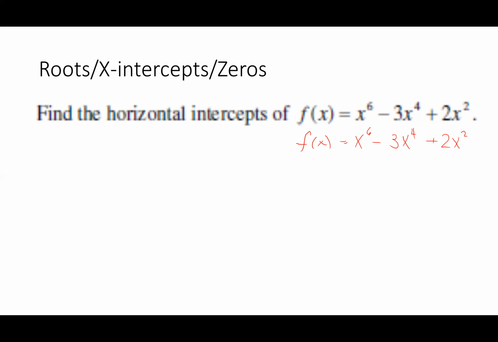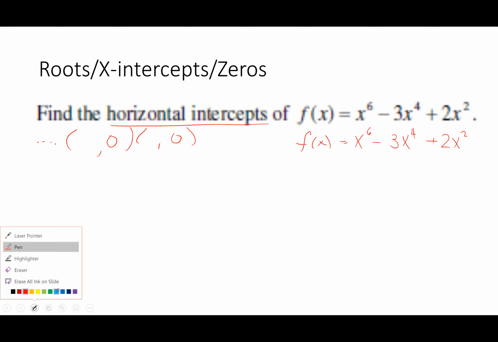Okay, so for finding these horizontal intercepts, the first thing we're going to do is remember that our y value is 0 for these intercepts. We have no idea how many of these we're going to have, but let's see. So the first thing that I'm going to do is try factoring. With x to the 6th minus 3x to the 4th plus 2x squared, the first thing I see I can do is factor out an x squared.